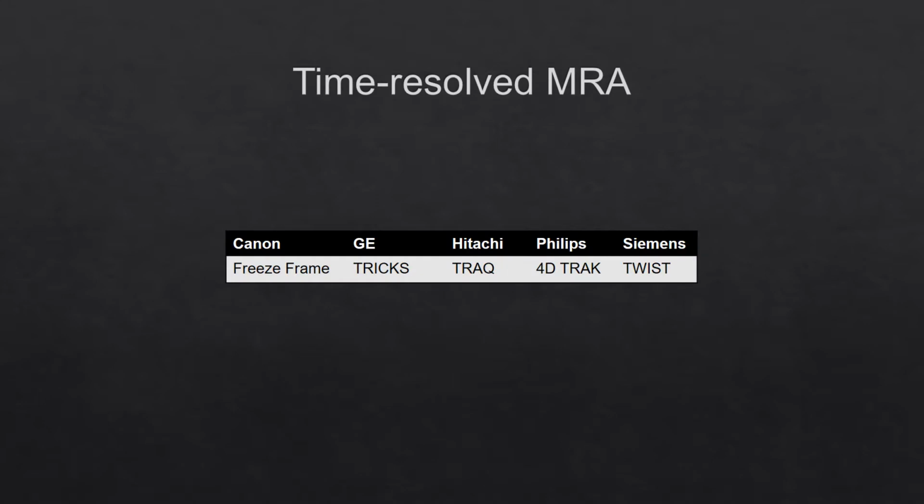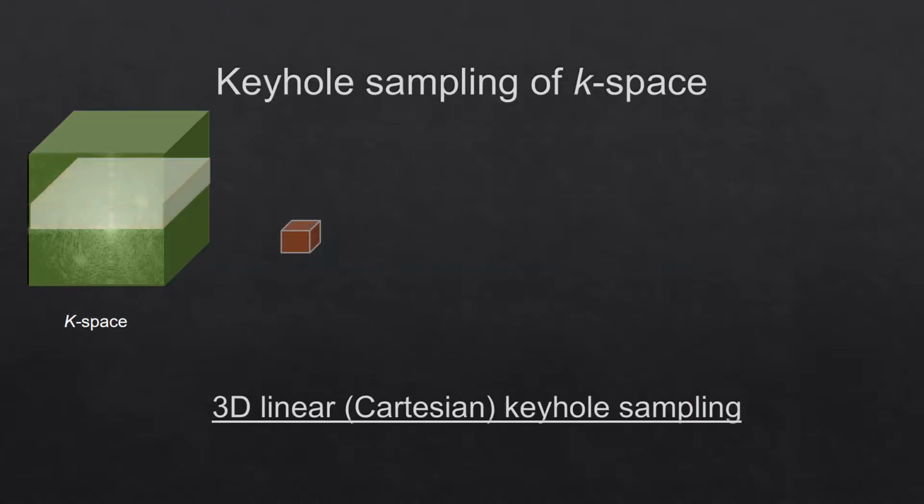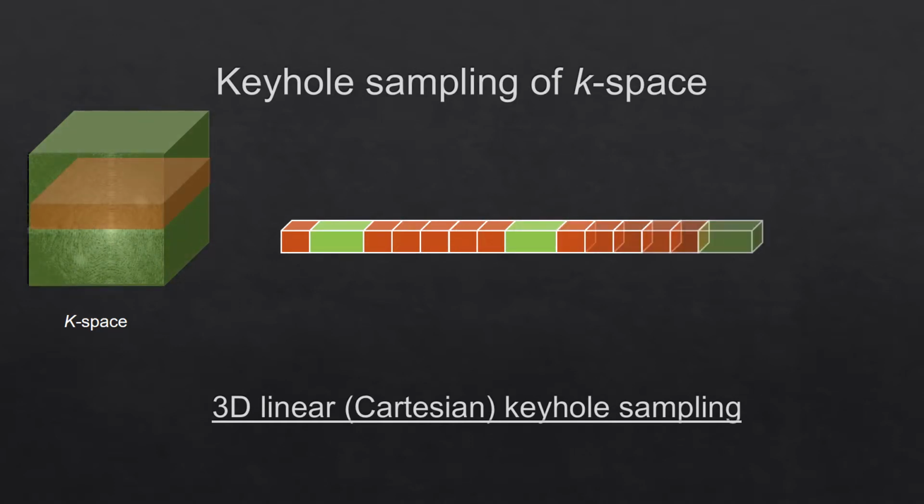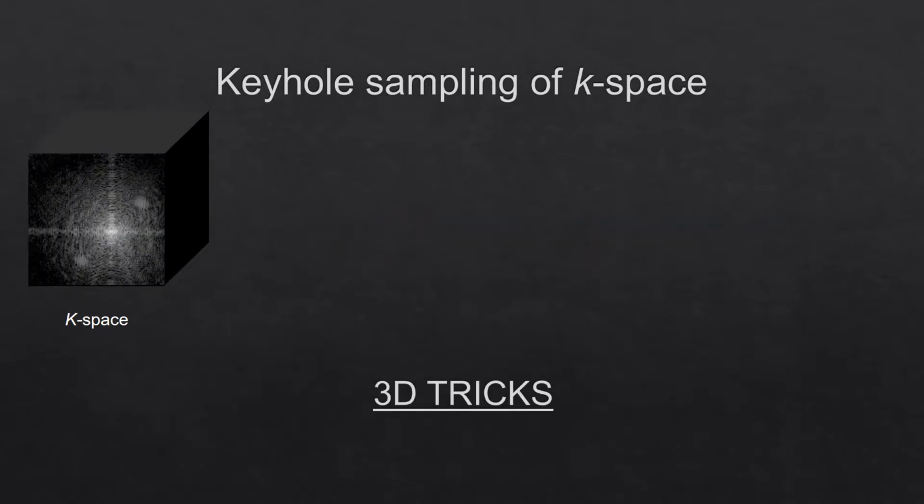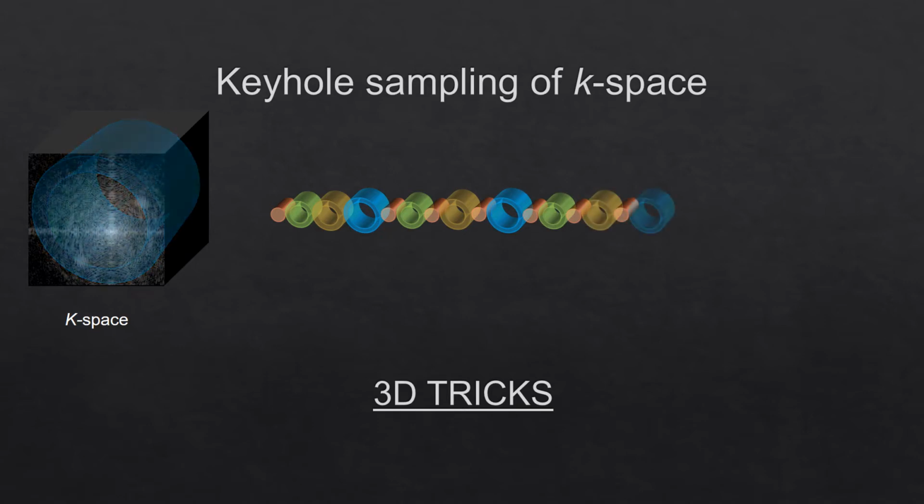Different vendors choose different ways on how to perform view sharing in order to create their own time-resolved package, each with their own name. I'll run through a couple of examples. So this is a linear keyhole sampling method. It's a classic method in time-resolved MRA, and it uses a rectangular K-space grid. The center lines are sampled multiple times following the administration of contrast, and the peripheral lines are sampled periodically. Another example of a keyhole sampling method is 3D TRICKS. K-space is divided into 4 concentric regions which are sampled sequentially.